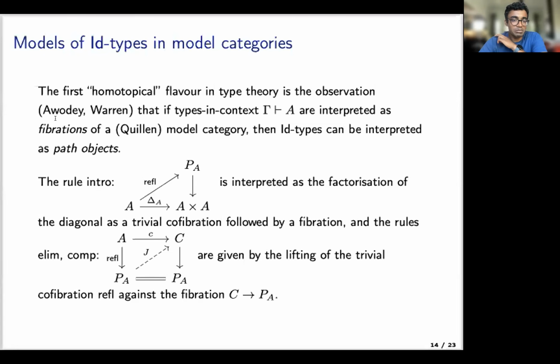What are path objects in a general model category? Think about nice topological spaces: a path space for a nice topological space is the space of continuous maps from the interval to that space, right? In a nice enough model category, you might have some kind of object such that your model category is Cartesian closed or locally Cartesian closed, and exponentiating with that object gives you a path object. But in general, it's really an abstract definition.